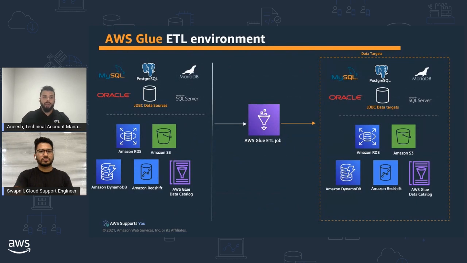But let's have a look at what a Glue ETL environment looks like. On the top left-hand corner, you can see the different flavors of JDBC data sources like Oracle, MySQL, Postgres. And on the bottom, you can see the AWS native data sources like RDS, DynamoDB. And you can basically perform ETL on any of these data sources and can move the transformed data to any of the data targets, which can be, again, your in-house JDBC data sources or the native AWS services. And Swapnil in a later section will be diving deeper into this section.